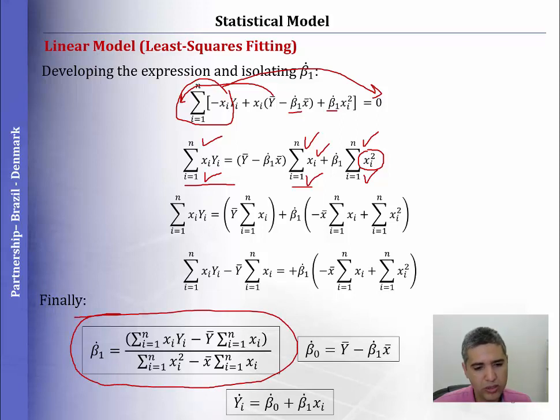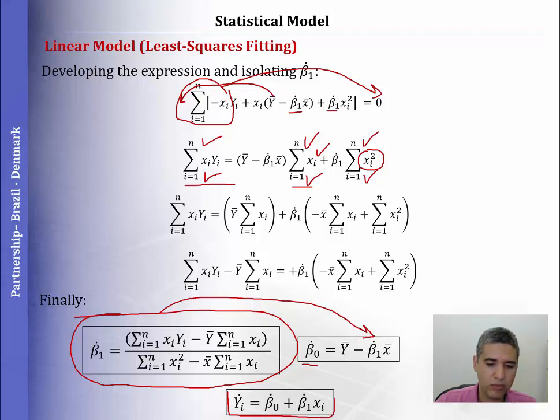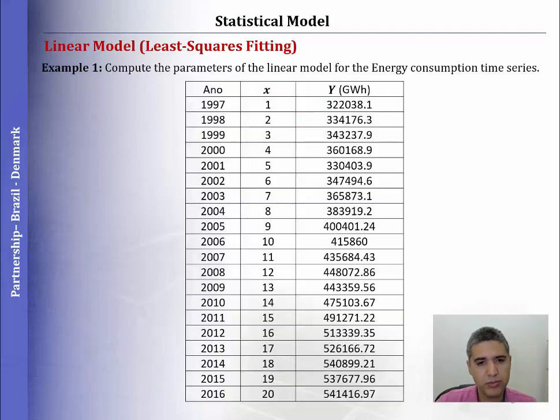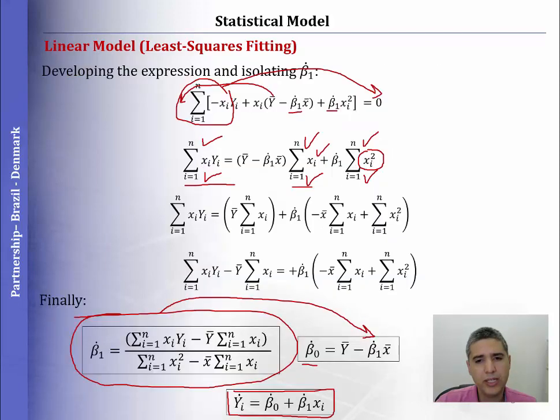Now we have the beta 1 value, and we can put it here and obtain the beta 0. And we have the 2 parameters, and we can obtain the model by these 2 parameters. Okay, in the next class I will put it on Excel, and then we can compute each parameter and show graphically how it fits in our set of data. Okay.